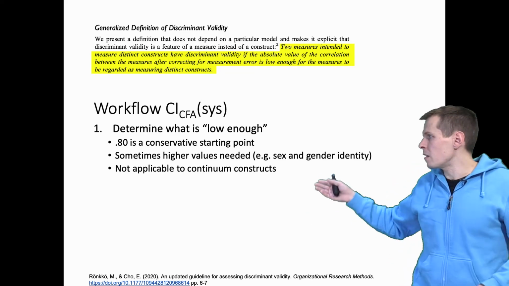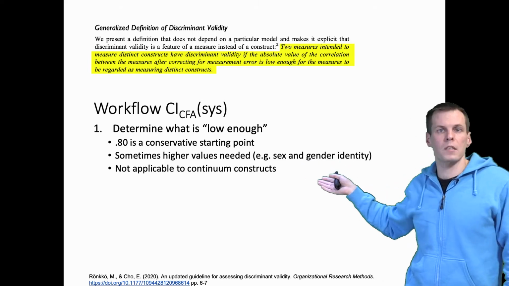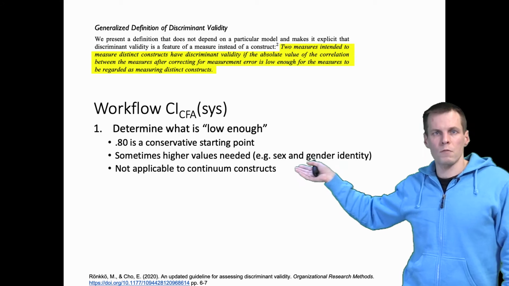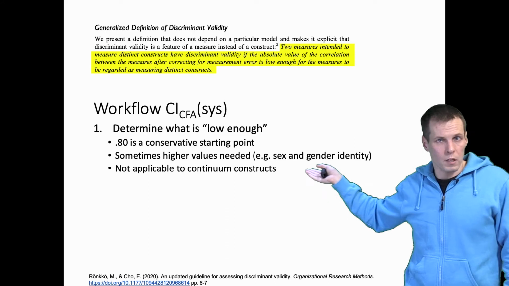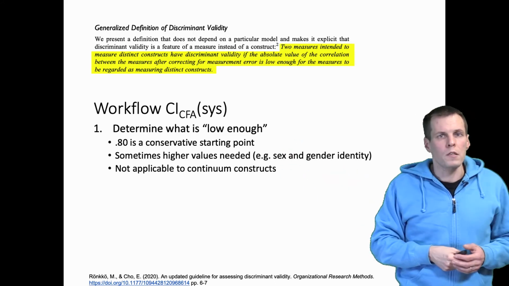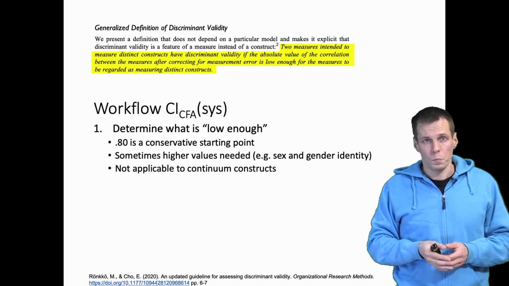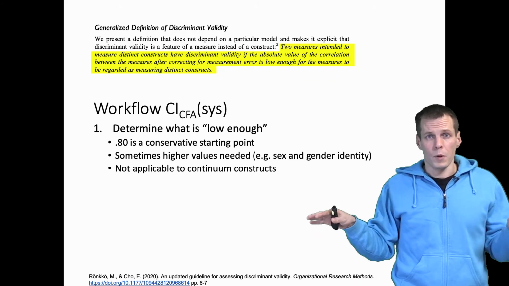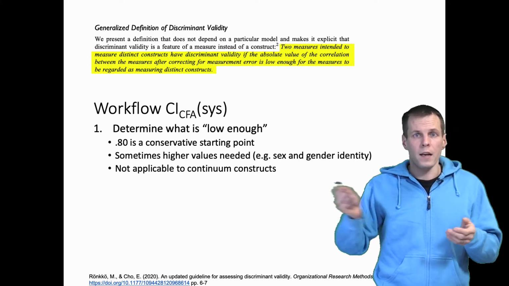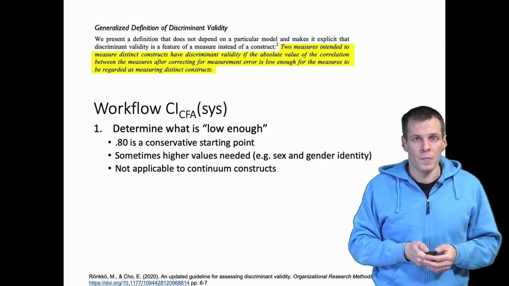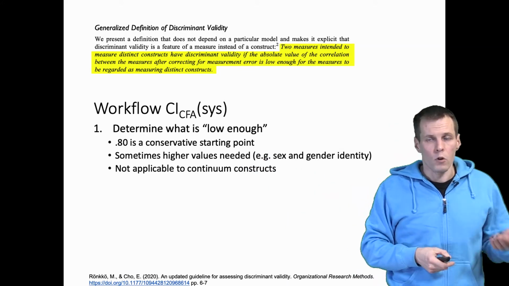And it would be difficult to say that sex and gender identity are the same, even though they're almost perfectly correlated. We just need very high quality measurement and large samples, and we can study things that are even this much correlated. Also, the workflow does not apply to continuum constructs. For example, if there were two scales, happiness and sadness, that we could consider to be two opposite poles of the construct of mood, then this workflow would not apply. So we need to define what is low enough, and we propose 0.8 as a conservative starting point.